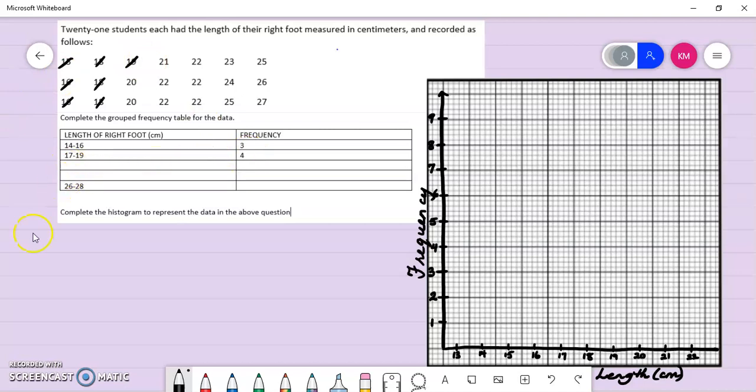My next class interval is going to be from 20 to, so it's going to include 3 numbers as well, just like those other 2 class intervals, 20, 21, and 22. So that is going to be 20 to 22. And how many numbers in this data set are going to fall into this class interval? Let's check. 1, 2, 3, 4, 5, 6, 7, 8. That's 8 numbers. So I have my frequency being 8.